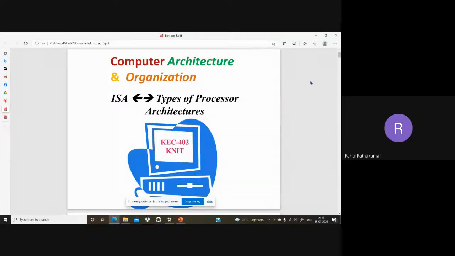So we were discussing instruction architecture.